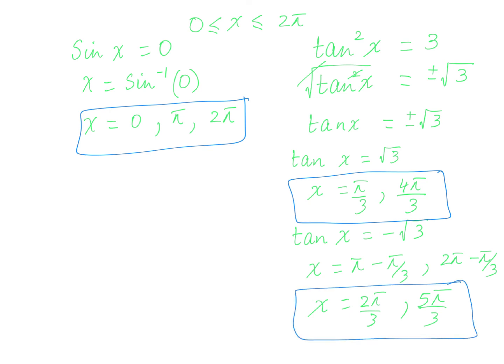If the range is between 0 and 90 degrees, or 0 and pi over 2, you wouldn't have to use all these angles. You would just use 0 and pi over 3. But if it's between 0 and 2 pi, you've got to list all these angles. So I hope this video was useful and it helped describe the solution for this question. Thank you.